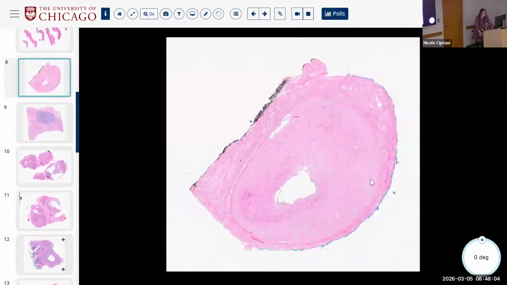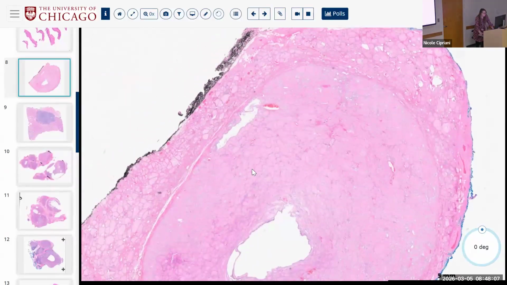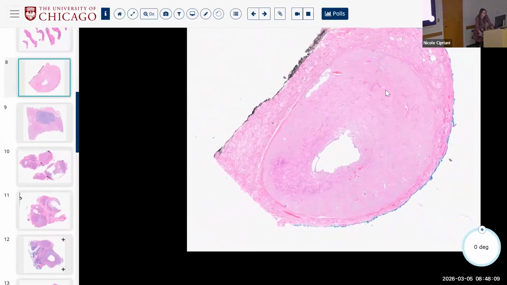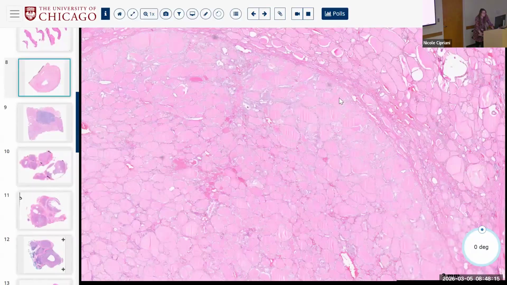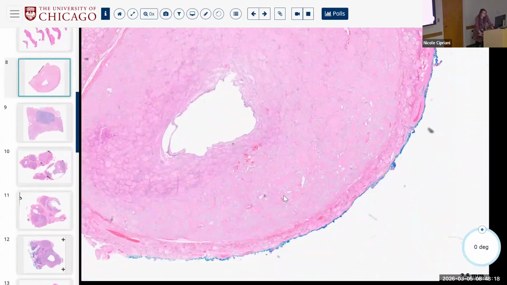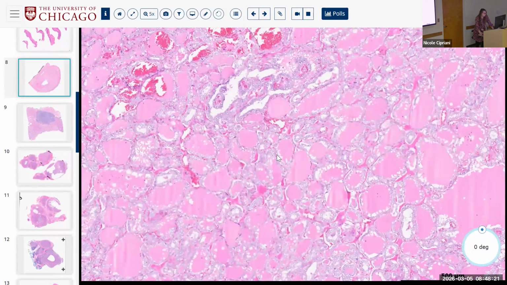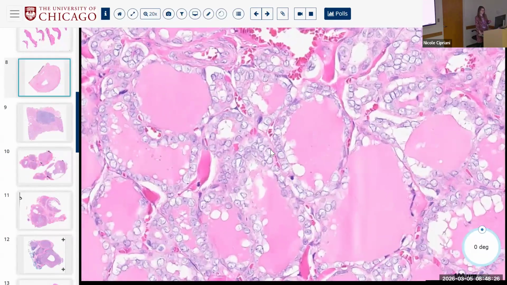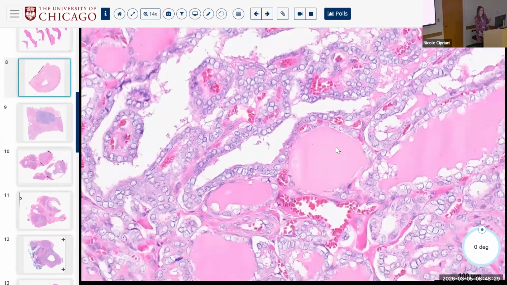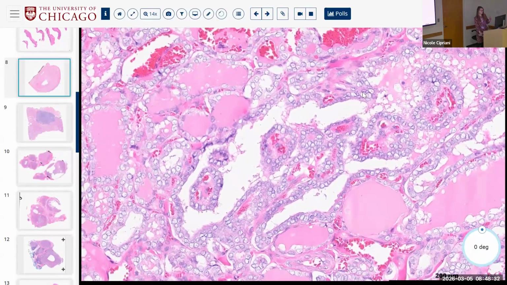The other one, you might not even see that there's a nodule, but there is. It's very colloid rich. It doesn't really have a good capsule. But it's got the same nuclear problem. It's extremely cleared and grooved and cup-shaped, and also has small abortive papillae. Small, but well-formed papillae with thin fibrovascular cores, kind of complex.